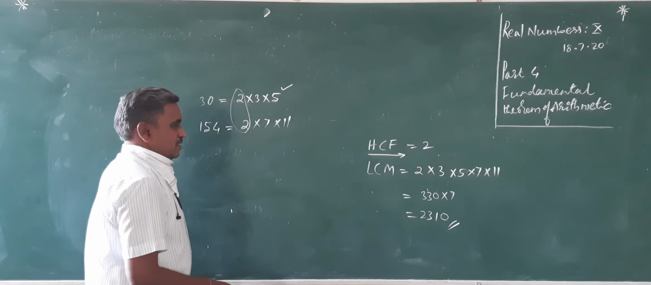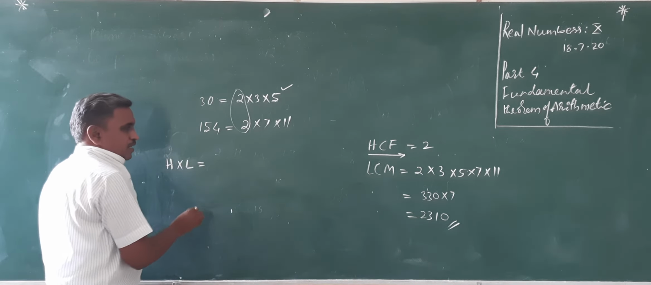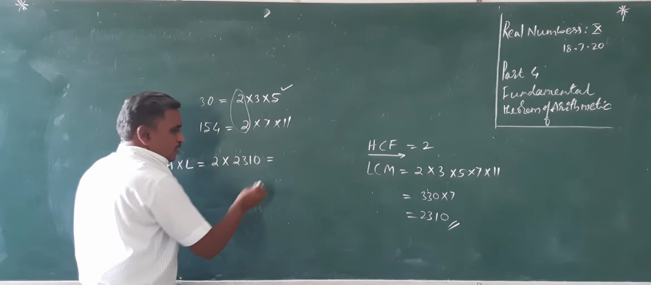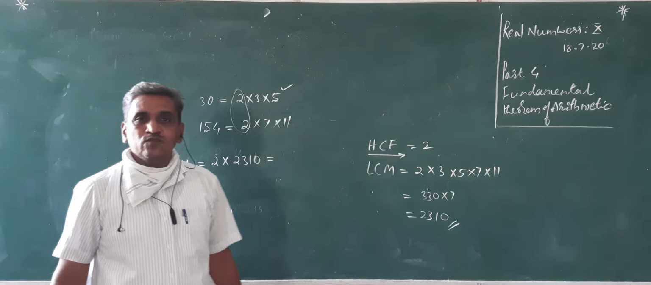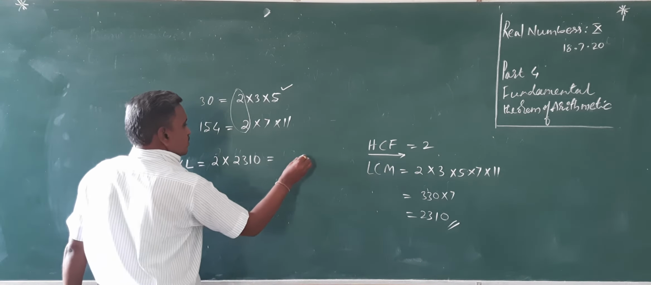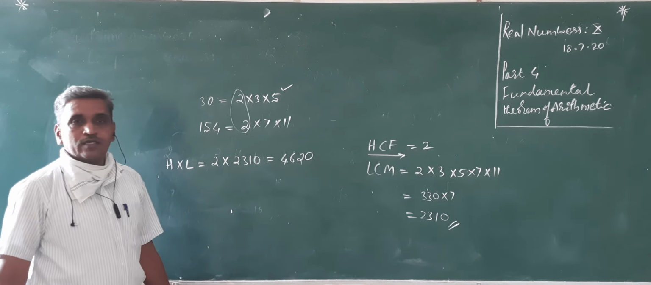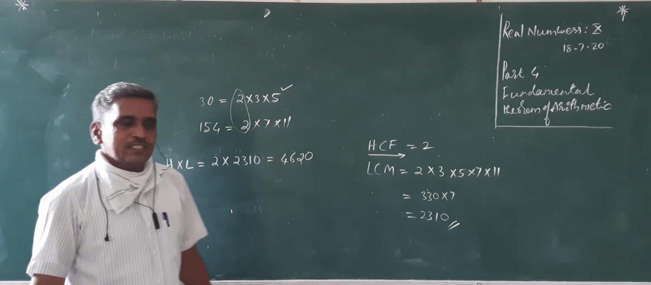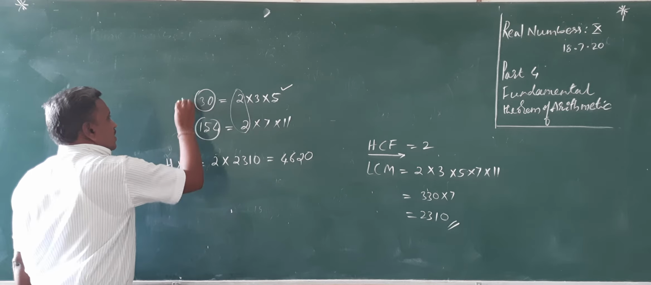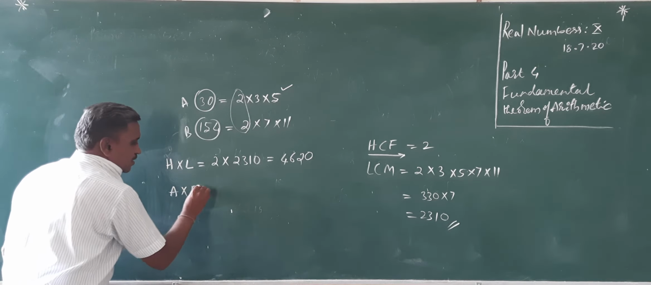So there is HCF into LCM. What is that? 2 into 2310 multiplication. Product of HCF and LCM of the two numbers, or more than two numbers, no problem. This is the product of HCF and LCM. And what is the product of the terms? The terms you can just write as A and B. Right? So A into B, A and B are the terms.